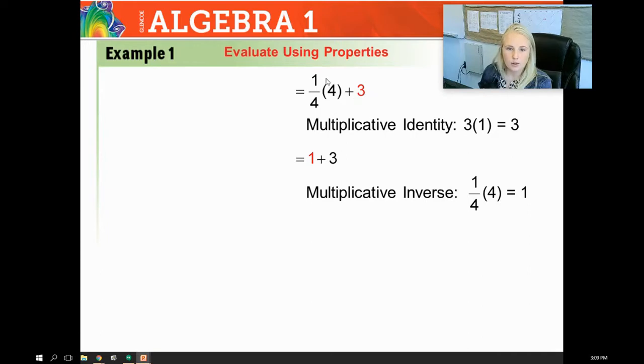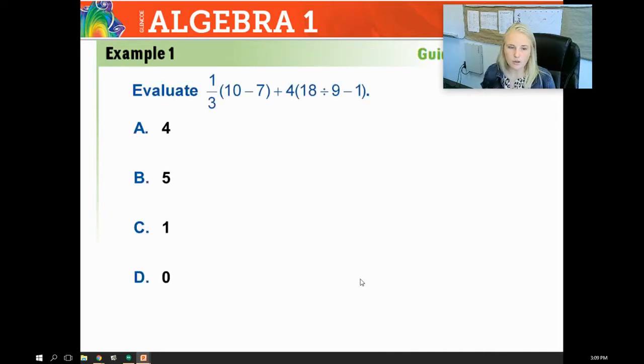And then the last step, we're going to take this 1/4 and multiply it by 4, which is actually its reciprocal. So we're using the multiplicative inverse, and we get the answer of 1. And then the last step, we have 1 plus 3, and we're going to use substitution, replace that with 4. So you can go ahead and evaluate this.